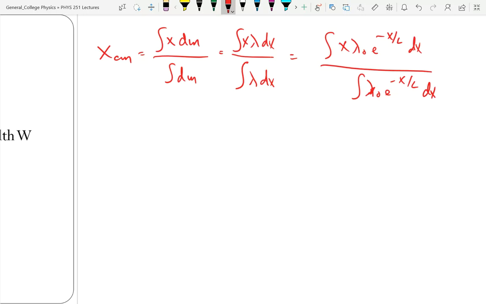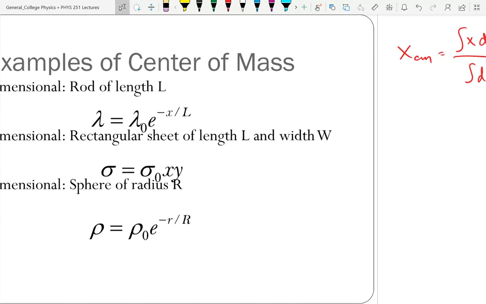I'm going to stop here simply because the bottom integral, you should be able to do that one in your head. Integral of e to the minus x over L dx. You divide by the derivative of the exponent. The derivative of the exponent is minus 1 over L. So you divide by minus 1 over L. So the bottom is going to be minus lambda 0 L e to the minus x over L, going from 0 to L. That one we could do. The top one is a little more; integration by parts is not hard, but we won't spend the time. So that's how we would do the one-dimensional one.